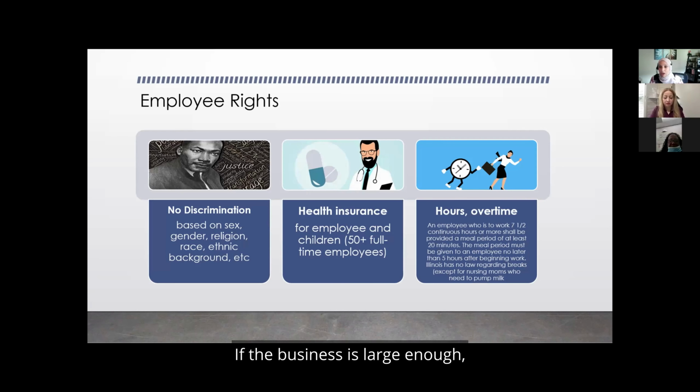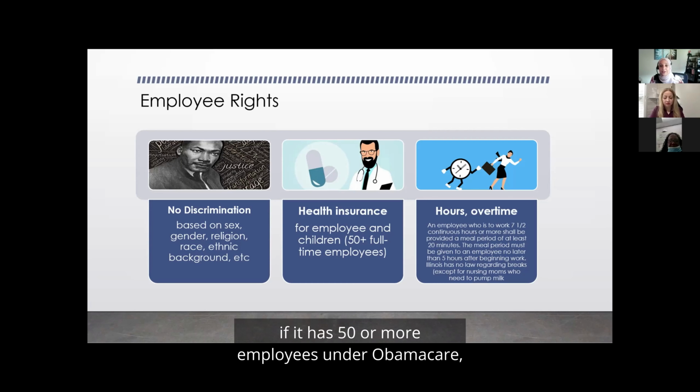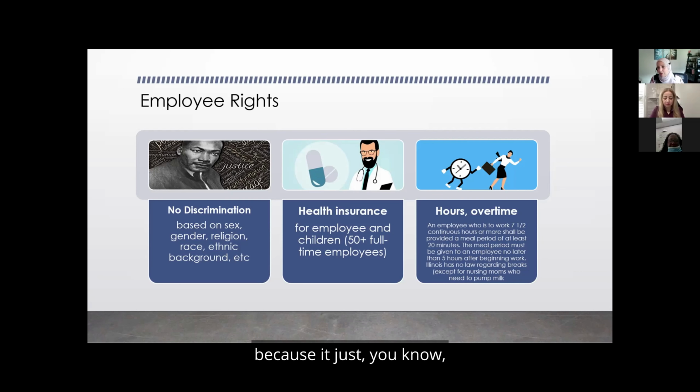The next right is health insurance. If the business is large enough, if it has 50 or more employees, under Obamacare, the employer has to provide health insurance options to the employee and their children. The spouse is not required, but most employers end up doing that anyway, because it becomes a nice perk at that point.